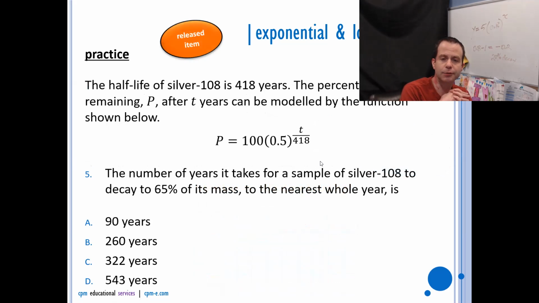The percentage of mass remaining, P, after T years can be modeled by the function shown below. P equals 100 times 0.5 to the T over 418.